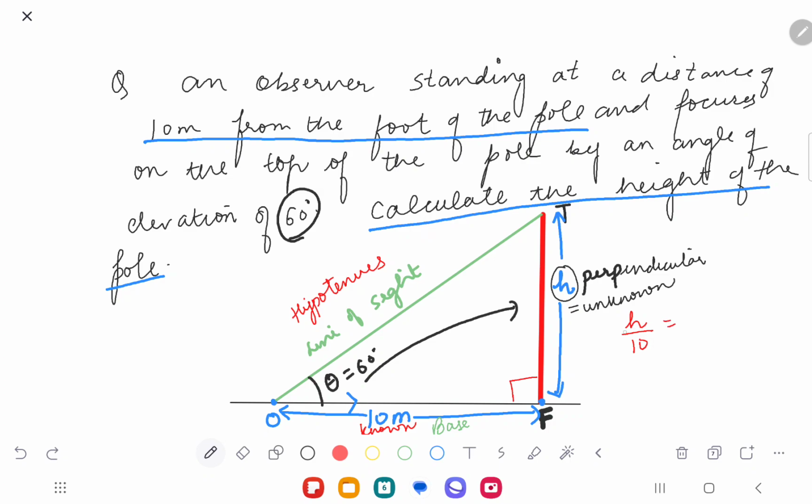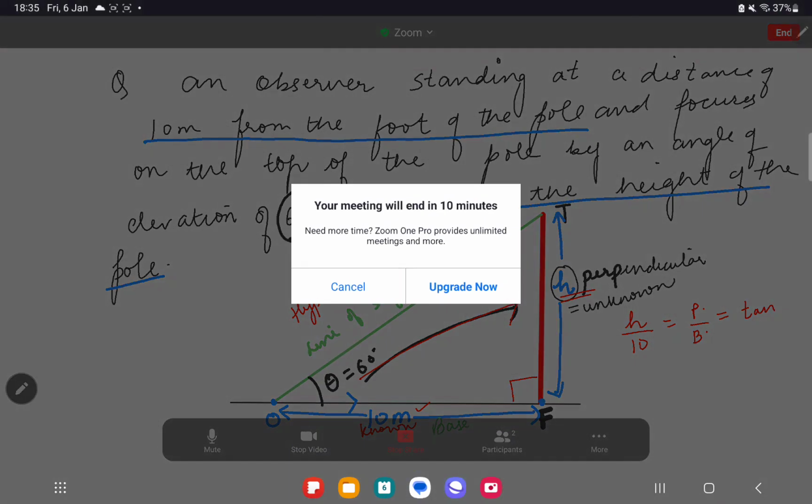What is h over 10? Let's make a ratio for this. What is h here? It is the perpendicular. What is 10 here? That is my base. And what is p by b called? That is called tan theta. What is theta? 60 degrees. I am defining this h as the perpendicular because it is in front of 60 degrees. This is why it is called perpendicular.